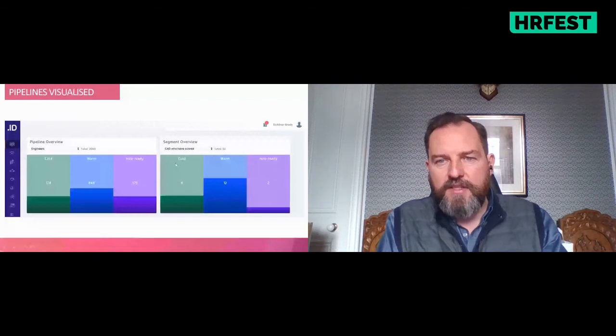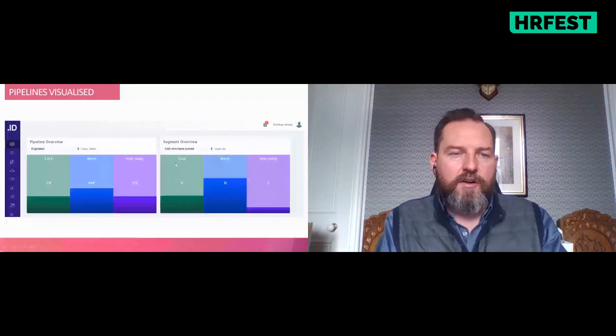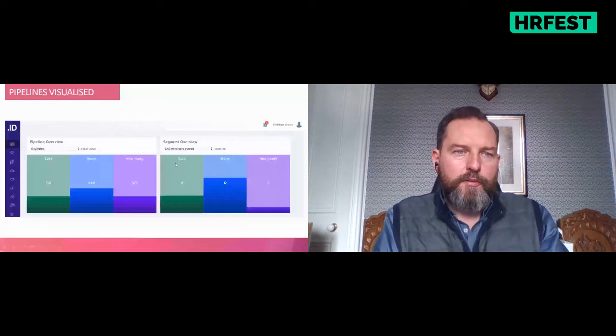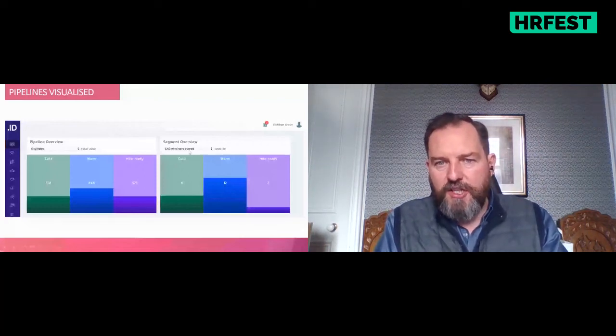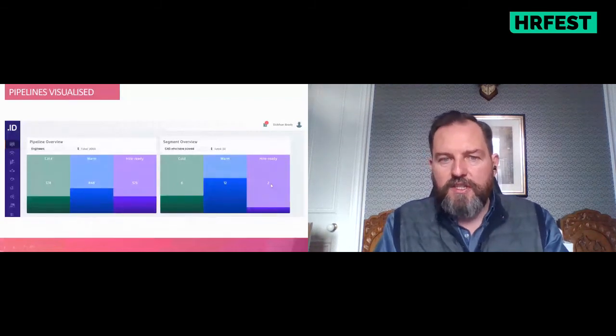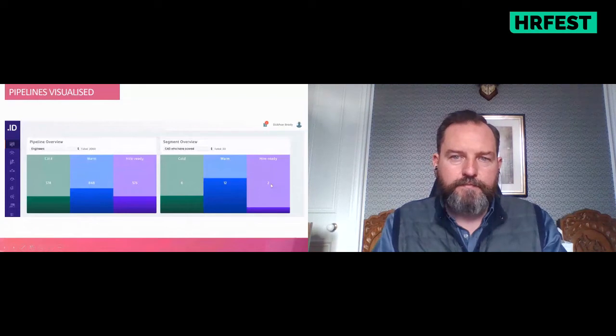And then segments. Segments would be ways of filtering further your pipeline. So in the engineers pipeline, here's an example, CAD engineers, in which case there's 6 in this segment who are cold, 12 who are warm, and 2 who are hire ready. You would immediately, when the vacancy goes live, go to these 2 hire ready candidates.